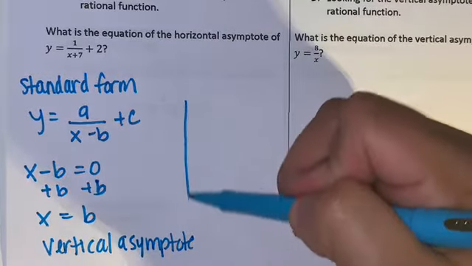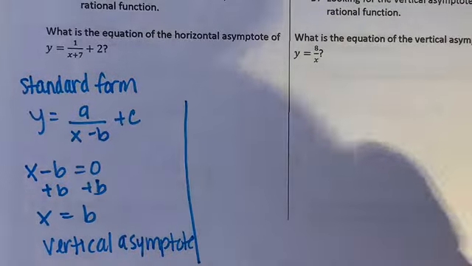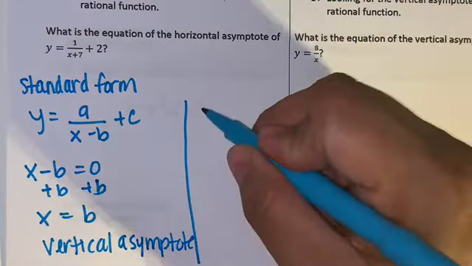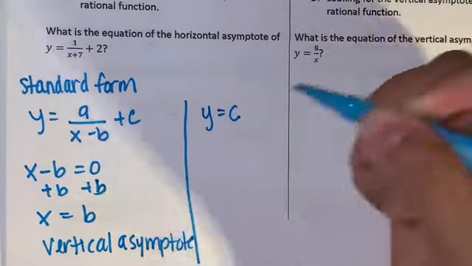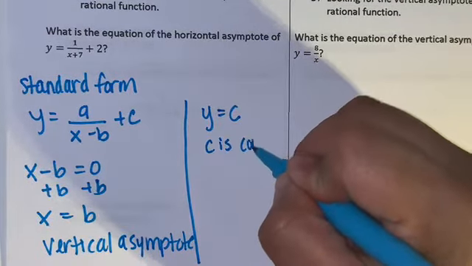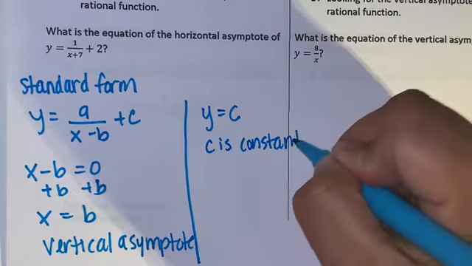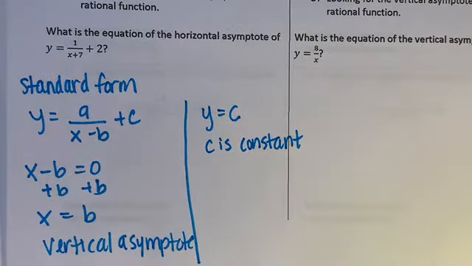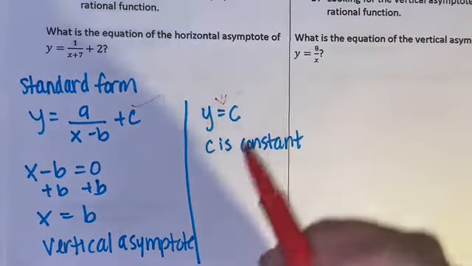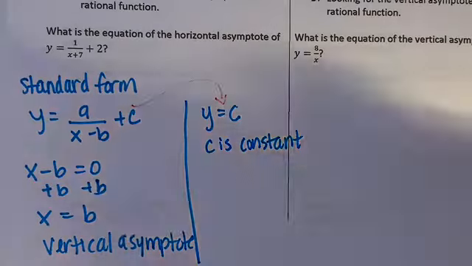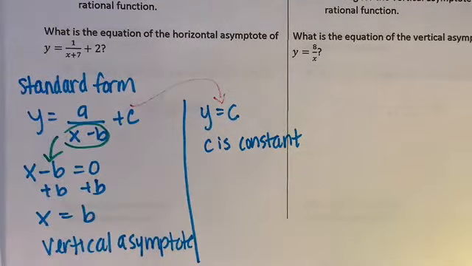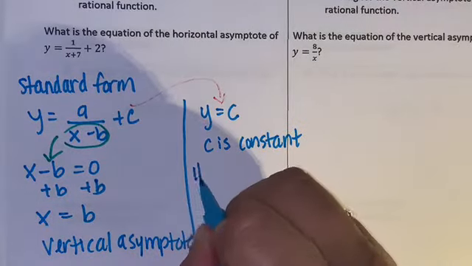And then we're trying to find the horizontal asymptote. All you need to know is that y is going to equal c. In this case, c is a constant, so y is always going to equal your c. I just want to make this clear: this is the same c, and this part goes right here. Where c is a constant, that's going to be your horizontal asymptote.